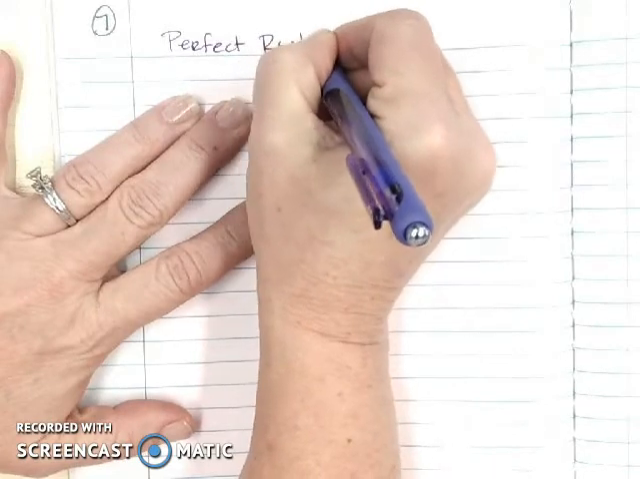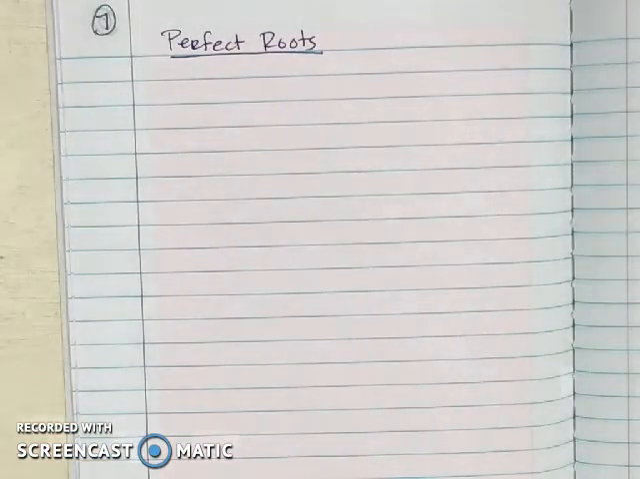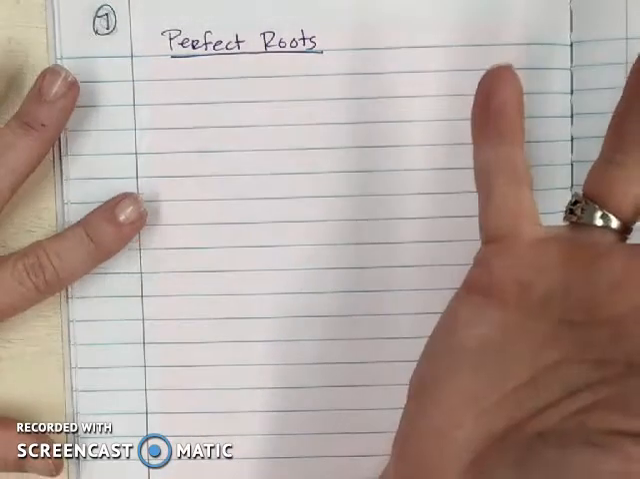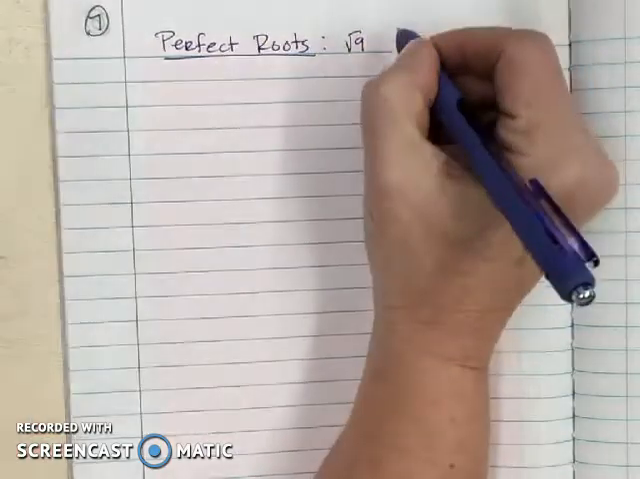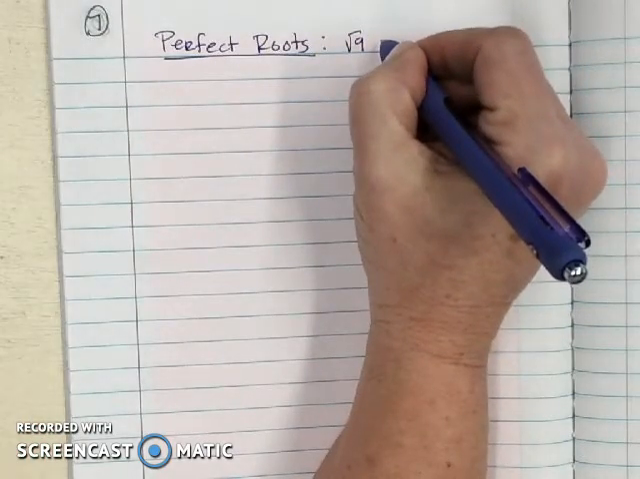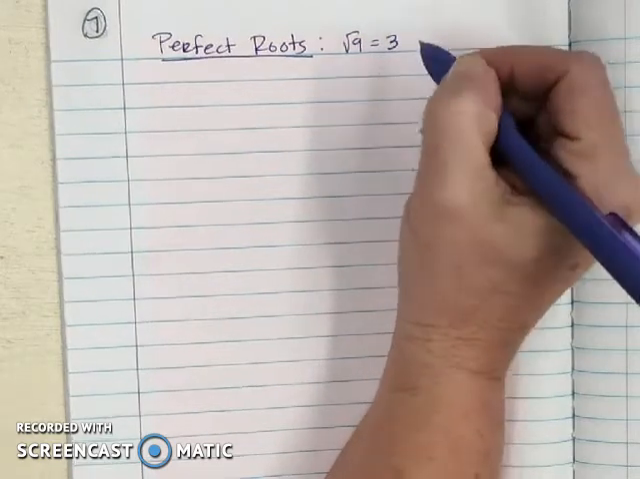Don't write big because I'm not going to write a lot, but if you write really big, it's not going to all fit. So just some examples of some perfect roots. The square root of 9, because I can simplify that without having to do anything weird to it. I can just take the square root of 9, and that gives me 3.